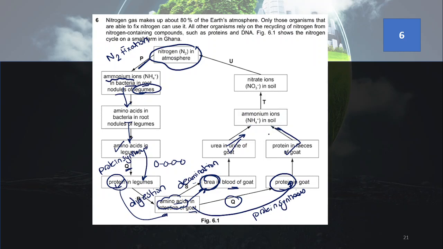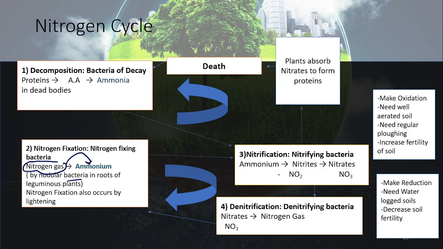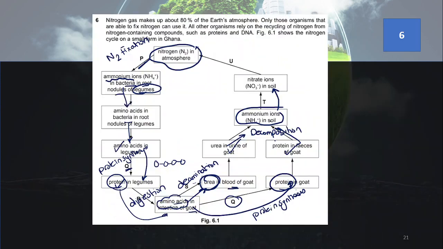Here, if he asked me for a letter, this would be decomposition, where the organic waste, the urine and the feces, are broken down into ammonia. And then ammonium in the soil is changed to nitrates. If we go back, here is ammonium changed to nitrates, so this is nitrification. So letter T will be nitrification.